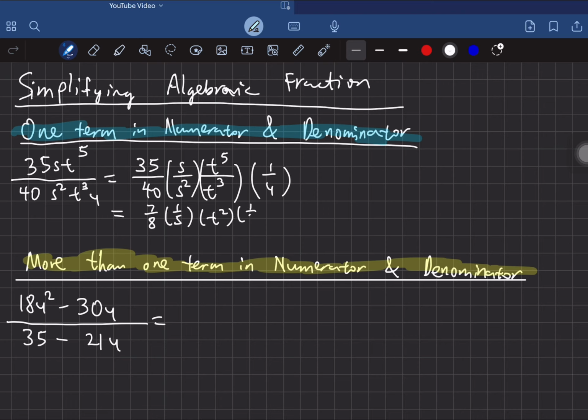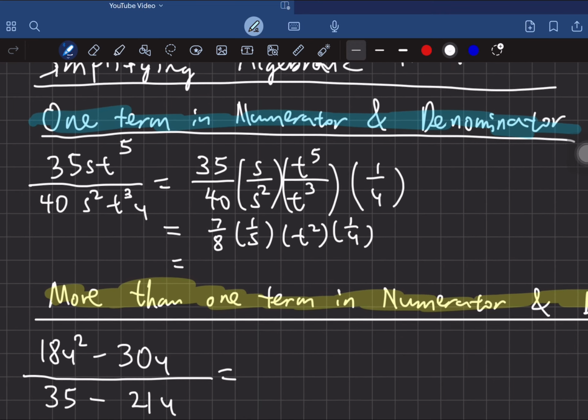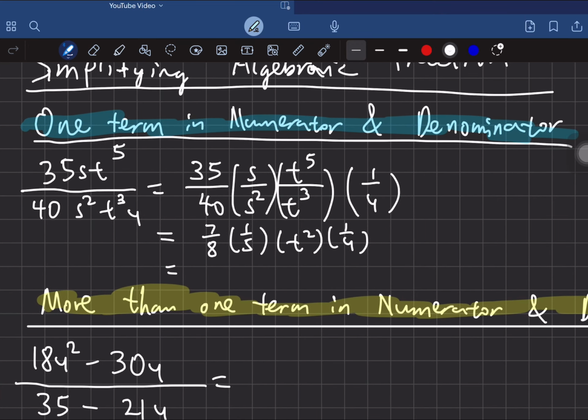Then 1 over U, which ultimately, after we simplify everything, the answer for this will be 7T square over 8SU. Okay, that's how we simplify these algebraic fractions.